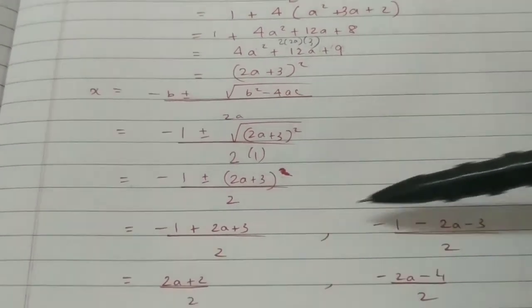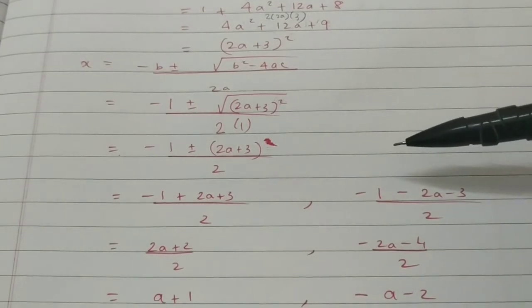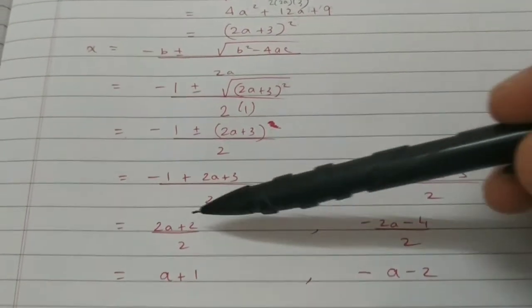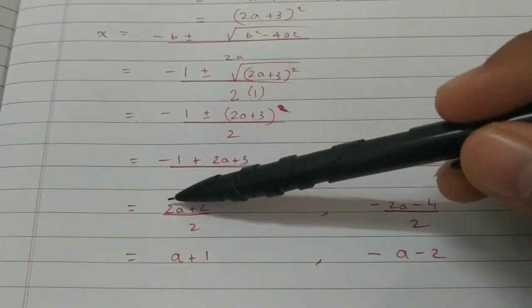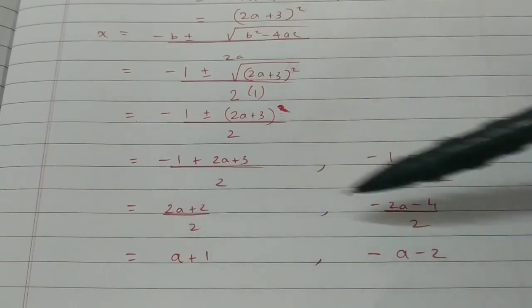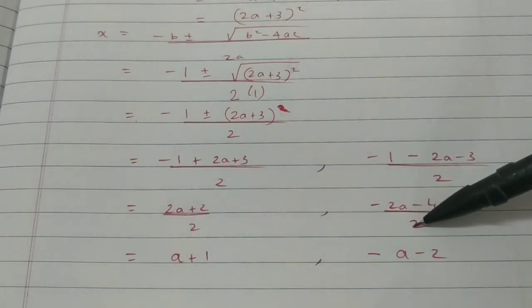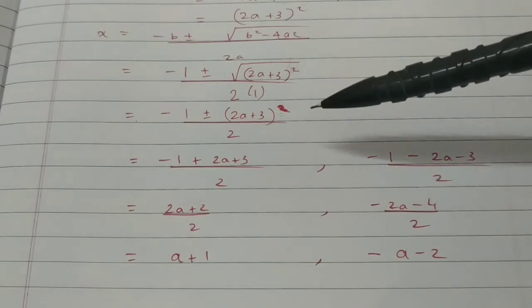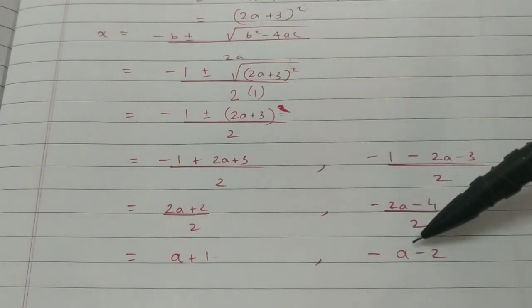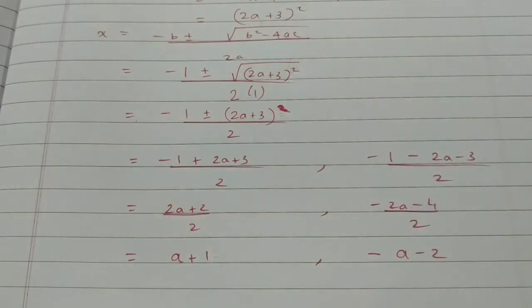We will separate them so that we can add and subtract accordingly. Here, if you remove 2 common, then that can be cut with the denominator. Same thing here, can be cut with the denominator, and the final answers we get are a plus 1 and minus a minus 2. So a very unique sum, this one.